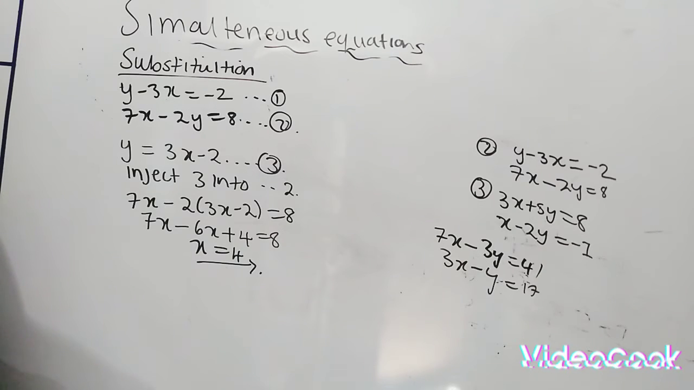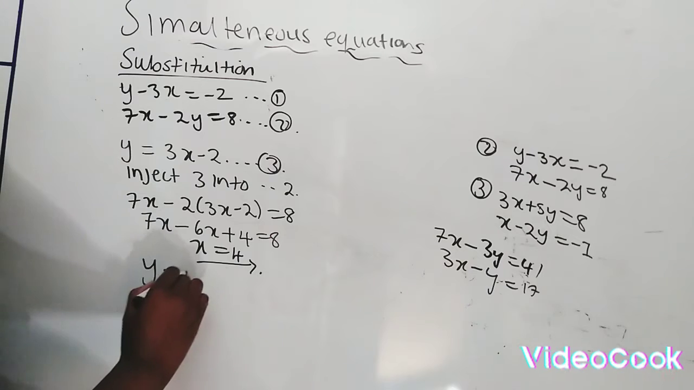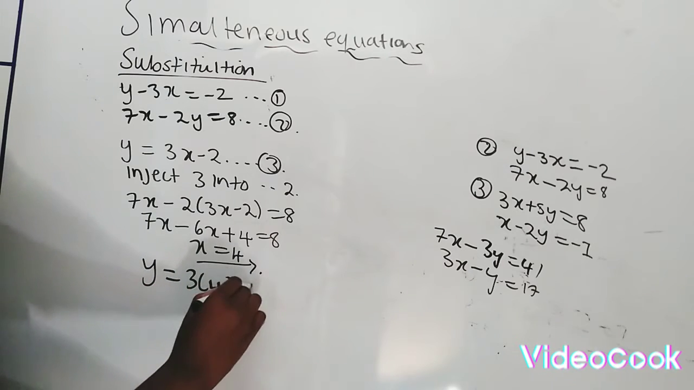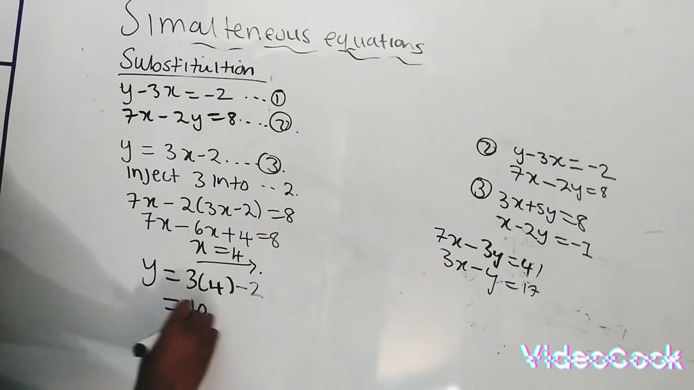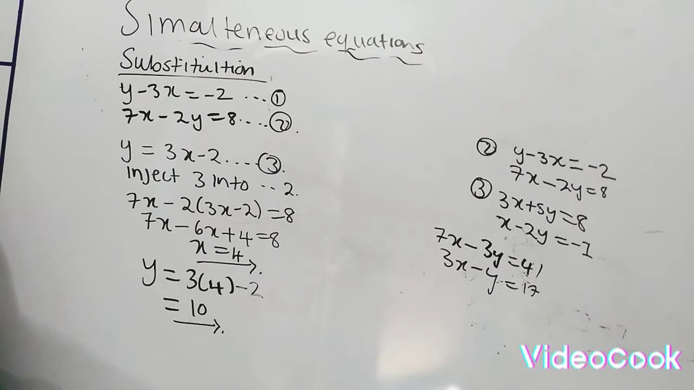Using equation number 3, let's find y. So y is equal to 3 times 4 minus 2. 3 times 4 is 12. 12 minus 2 is 10. So our value for y is 10.